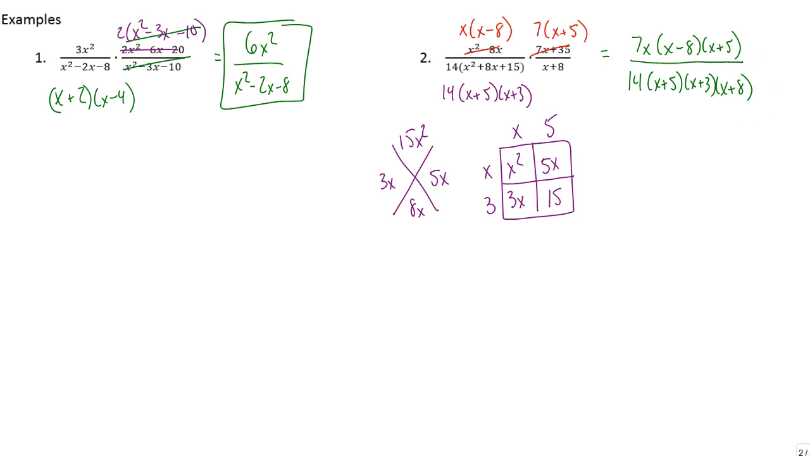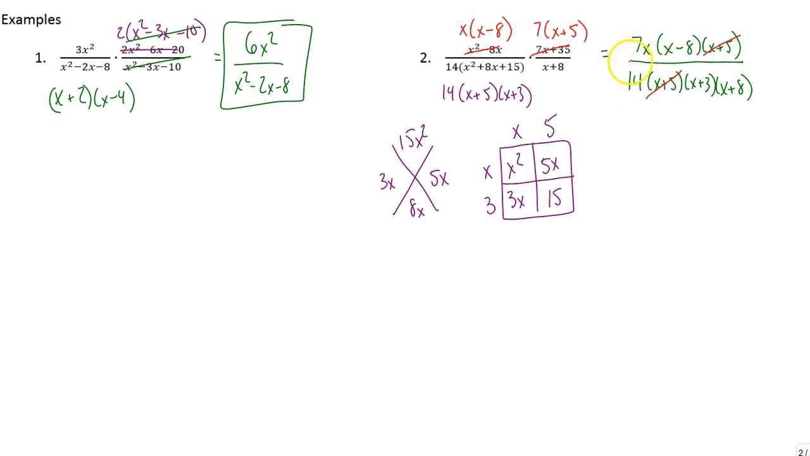So now we want to look to see what can be reduced. What can we cancel out? What are some common factors between the numerator and the denominator? Now the most obvious is that this x plus 5 and this x plus 5 would cancel out. Now this is an x plus 8, but this is an x minus 8, so they are not the same factor, so you can't cancel those out.